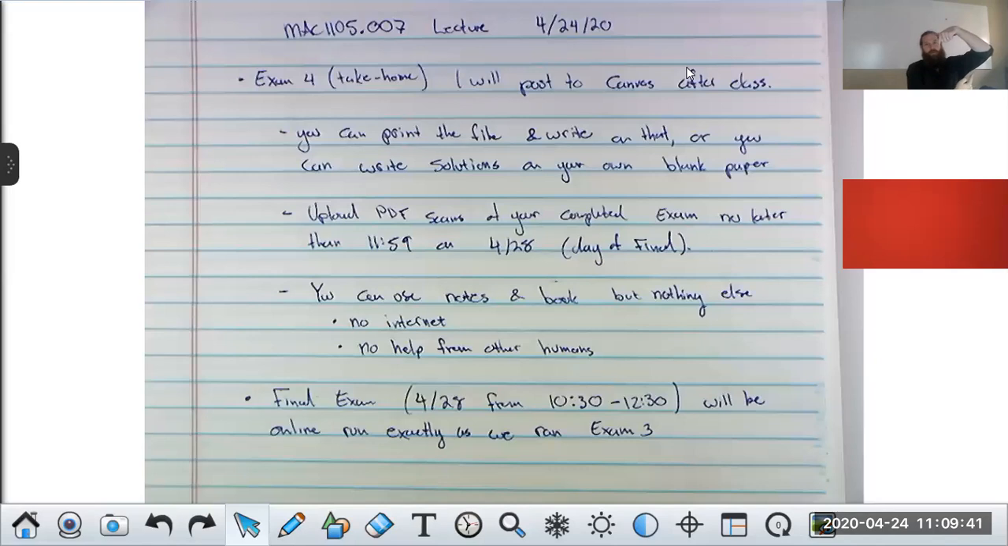But it doesn't work the other way. It's just the final replacing a lower scoring exam. Other exams do not replace the final. So read the syllabus, right? The syllabus is still what it is. The only thing that has changed with this coronavirus bullshit from the syllabus is that the final now replaces the lowest scoring exam, if that helps you.